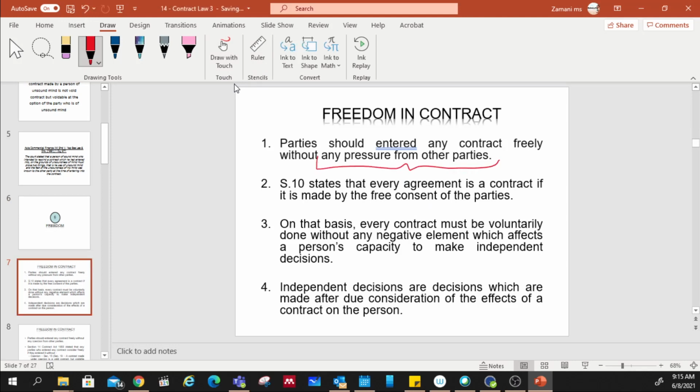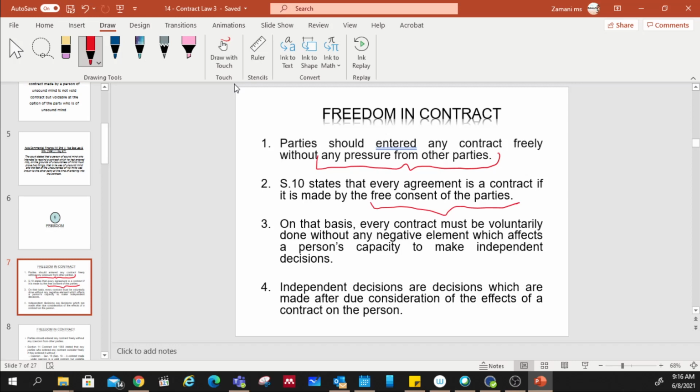Of course, when you want to sign an agreement, you cannot be forced. That's very clear. Section 10 states that every agreement is a contract if it is made by free consent of the parties. On that basis, every contract must be voluntarily done without any negative element which affects the person's capacity to make independent decisions. So you have to do your own research and then sign. It's just like when you put your money somewhere, it should be freely, without any force from someone else.